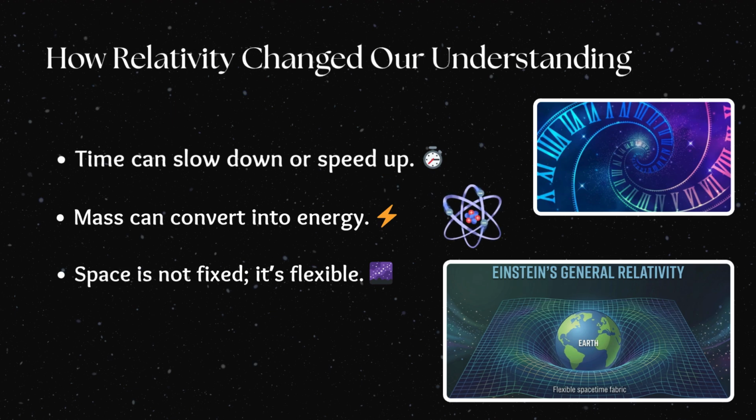Einstein's theory of relativity completely changed how scientists understand the universe. One important idea is that time is not always constant. Depending on speed or gravity, time can actually slow down or speed up.